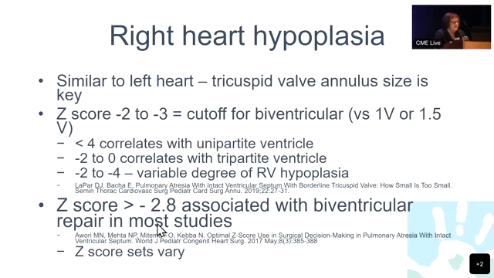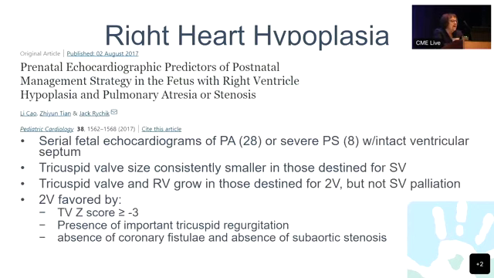In a meta-analysis done looking at multiple papers up through 2017 that looked at tricuspid valve Z-score in pulmonary atresia with intact septum, the Z-score of -2.8 seemed to be sort of the cutoff for biventricular repair in most of the studies. And these authors did point out that Z-score sets sometimes varied among papers, and obviously we've tried to approach that with the new PHN Z-scores. So we can look at this in the fetus as well.